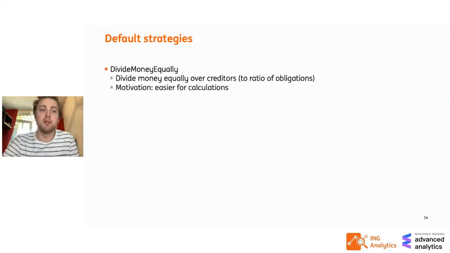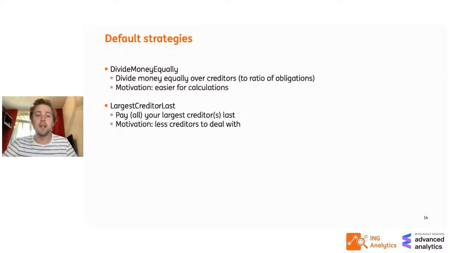The first one is to divide your money equally. This actually comes from the literature on cascading defaults from about 20 years ago. When you have less money incoming than outgoing, you divide your money equally over your creditors, and you do this proportionally to the obligations. So if you have 50% incoming, you pay your obligations 50%. The main motivation for this is that it's quite easy for calculations. This will become a matrix multiplication, which you can run analytically. And this is what was done 20 years ago in literature.